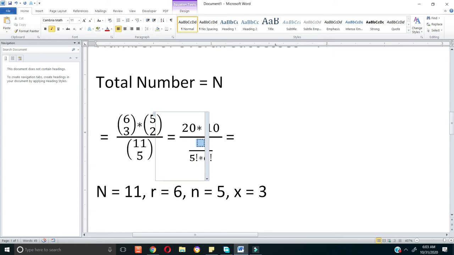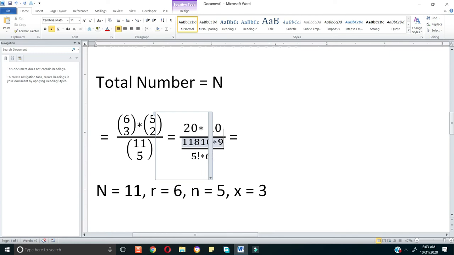So that's 11 by 10 by 9 by 8 by 7. You said 11 by 10 by 9 by 8 by 7. Then we can get rid of the 6 factorial. So then we have the 5 factorial.